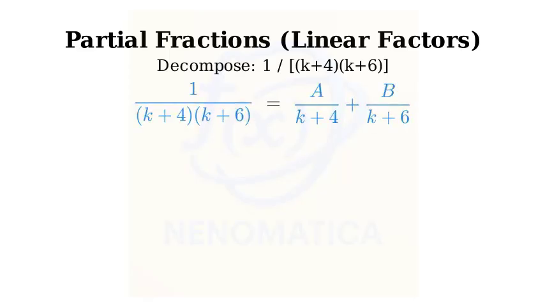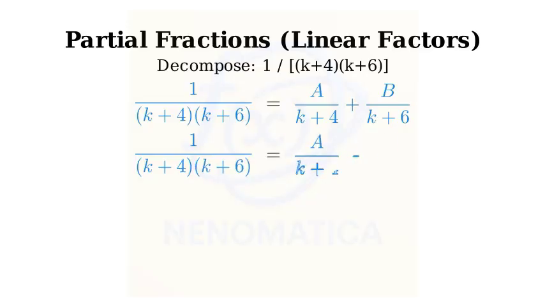Step 1. Assume a decomposition with unknown constants a and b. We write 1 over (k plus 4)(k plus 6) equals a over (k plus 4) plus b over (k plus 6). We'll color code the factors to see how they cancel later.